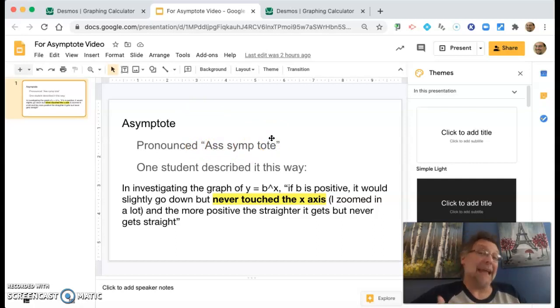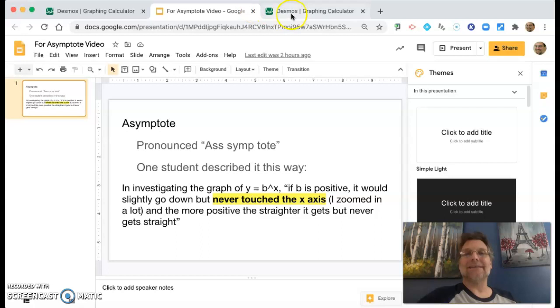Some people say I'm an asymptote, but that's not exactly what we mean. One student described it this way when we did our exploration last week. He said when he was investigating the graph of y equals b to the power x, if b is positive, it will go slightly down but never touch the x-axis. I zoomed in a lot. The more positive, the straighter it gets, but it never goes straight. Great description for what's happening. So an asymptote is a line that the graph is approaching, but it's never going to hit. It gets really, really close. It never hits it.